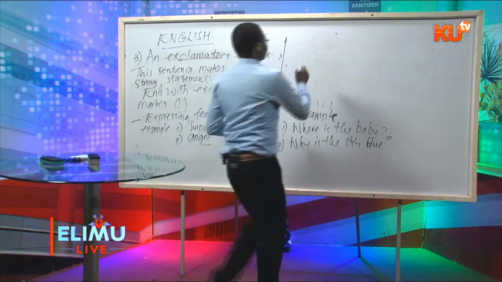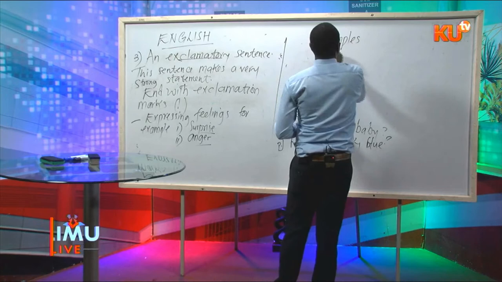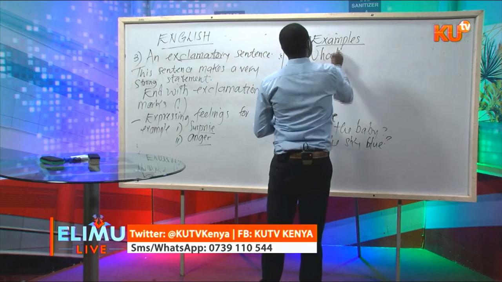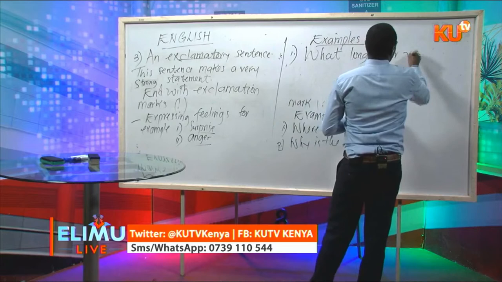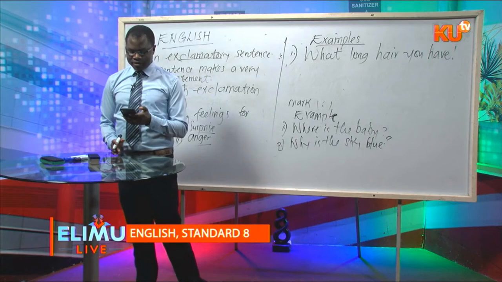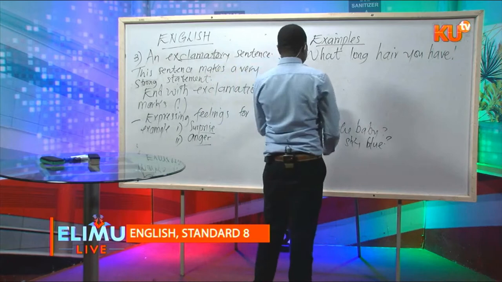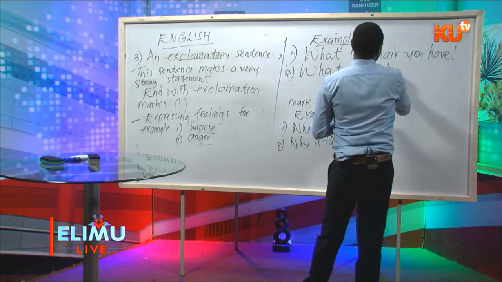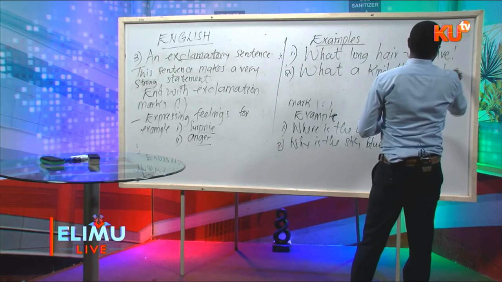Here are examples of exclamatory sentences. Example number one, for instance, what long hair you have. What long hair you have is an example of an exclamatory sentence. Number two, what a kind thing to do. Is another example of an exclamatory sentence.